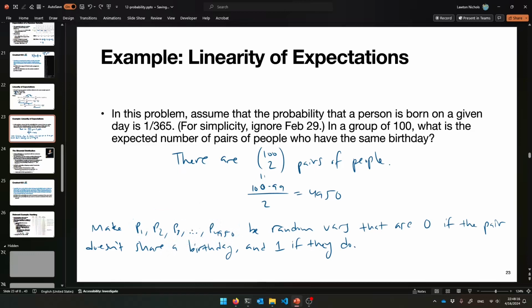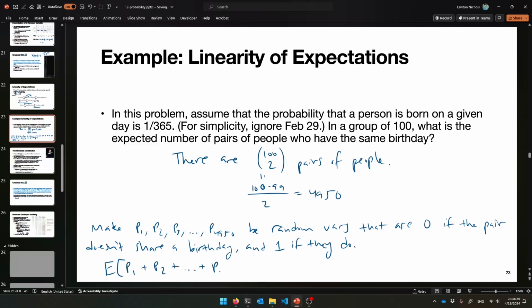And so what I really want is the expected value. I want the expected value of these random variables summed together, because that would give me the expected number of pairs of people who share a birthday, all of them at once. So what I'm after is this: the expected value of adding up these random variables, P1 plus P2, and so on, for all these pairs of people.